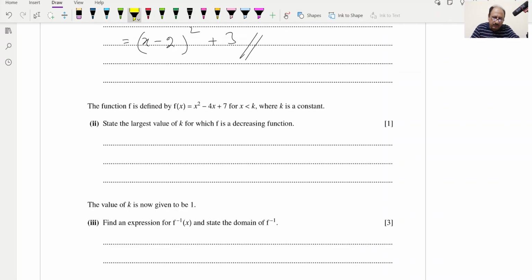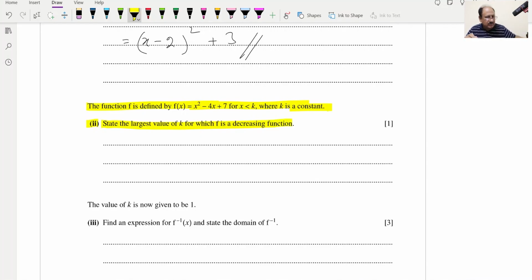Then for the second part, the function f is defined. F of x is equal to x squared minus 4x plus 7 for x less than k, where k is a constant. The second part is: state the largest value of k for which f is a decreasing function.